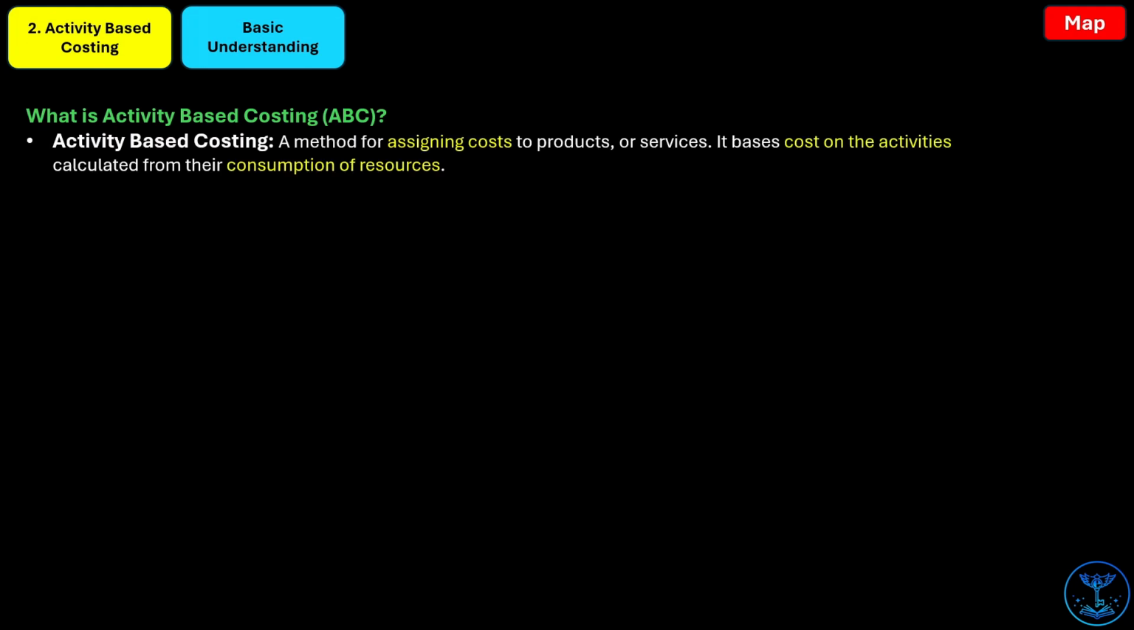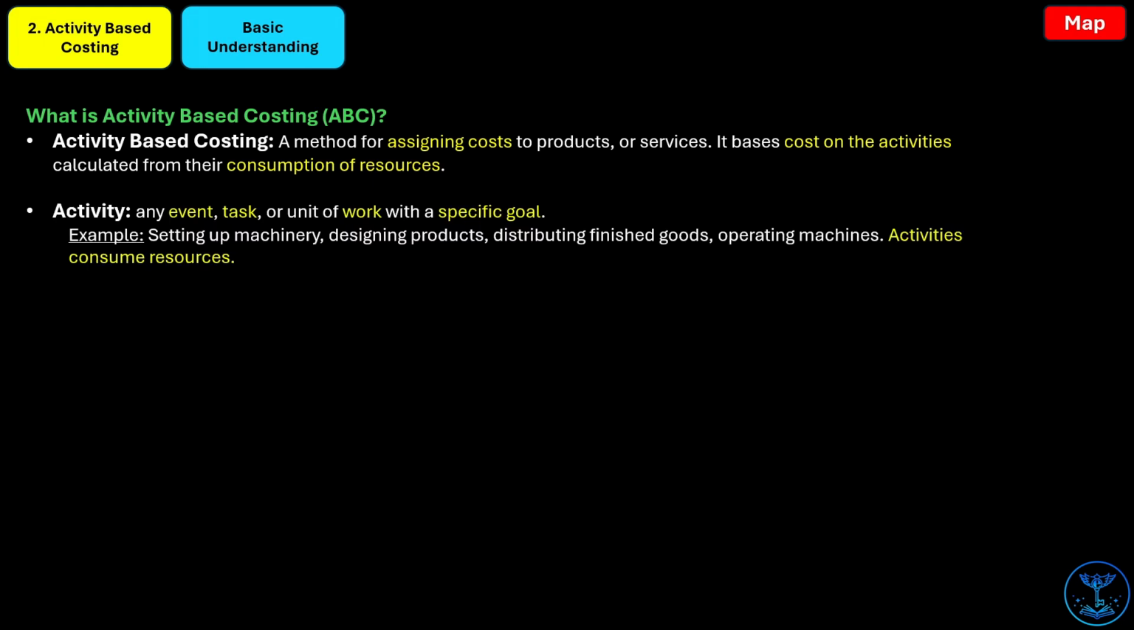So now let's look at the most important part of this chapter, and it's activity-based costing. Here's a basic understanding of how it works and its components. So what is activity-based costing or ABC costing? Activity-based costing is a method for assigning cost to products or services. It bases cost on the activities calculated from their consumption of resources. So in this chapter, we're using activities. An activity is any event, task, or unit of work with a specific goal. Examples of an activity could be setting up machinery, designing products, distributing finished goods, or operating machines. These activities consume resources.